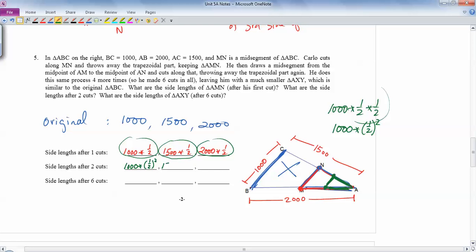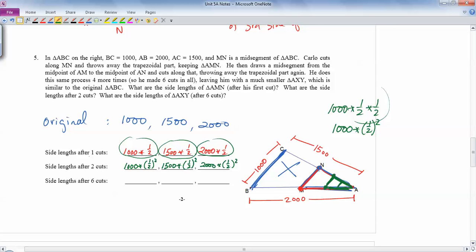Same deal with the 1,500. That'll get cut in half twice, right? First cut, second cut. And then 2,000 times 1/2 squared. Now, if you did it again, you cut it right here, and then you'd have everything one more time, so you get cubed. And if you did it again, to the 4th and 5th and 6th.